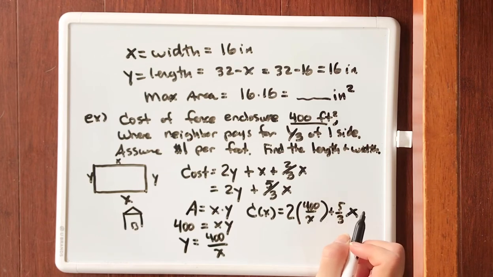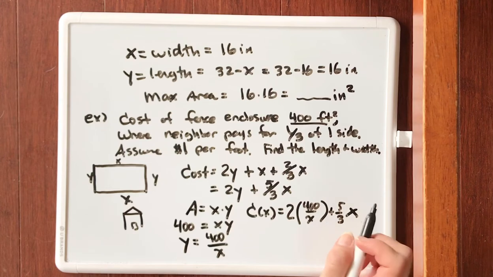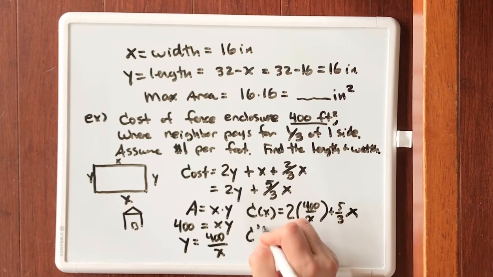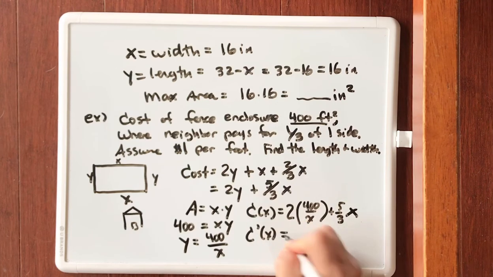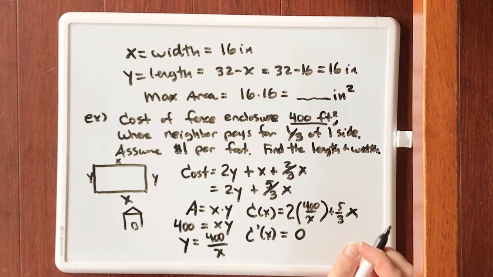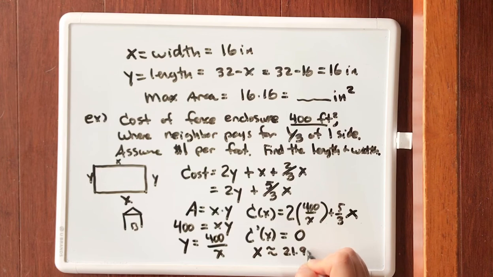Okay. All right, so what would we do from here? Well, we're going to simplify, and then we're going to find the derivative. So simplify that, find the derivative of that, set it to 0, and I'll let you do that on your own. And we find out that X is approximately 21.91 feet.